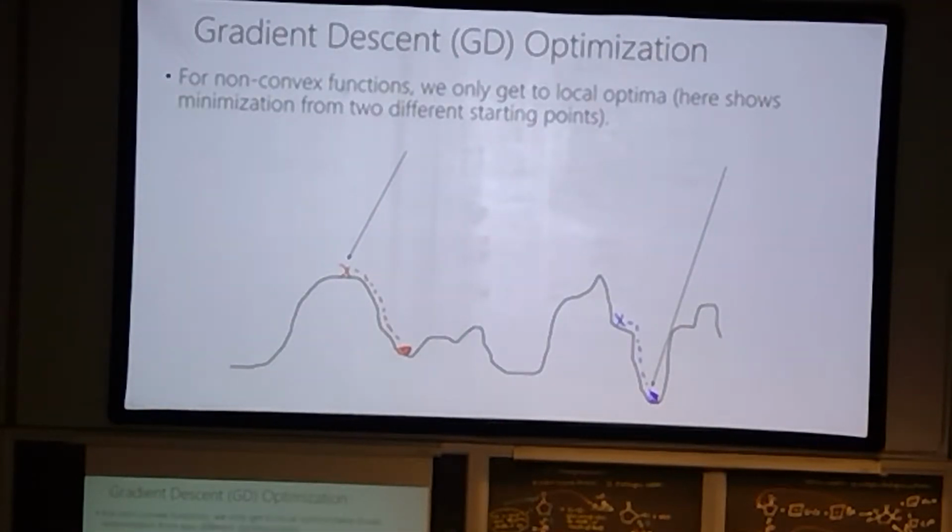Okay, so for non-convex functions, and we'll get to what convex functions are, we get to local optima, not global optima. This is an example: if we were to start here and we're doing minimization, then we might end up here, because that's the nearest local minimum. And if we started here, then we might end up here. Does anyone think it's possible that if I started here, I could end up there?